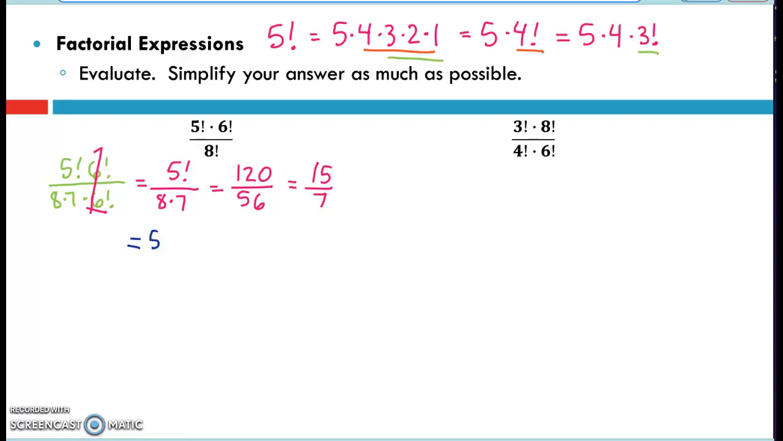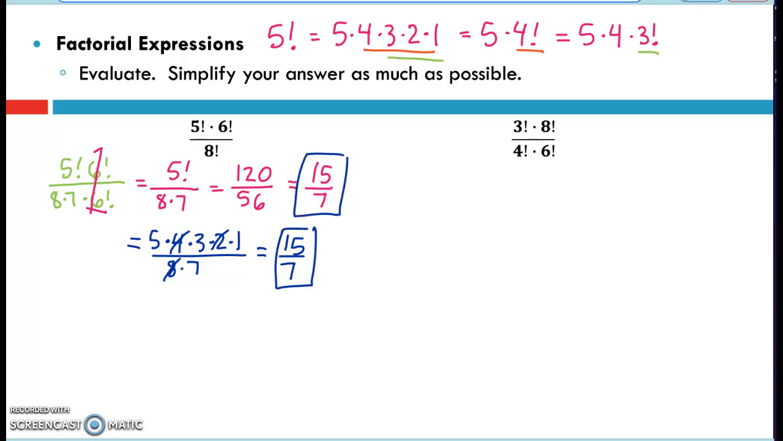We say this is 5 times 4 times 3 times 2 times 1 over 8 times 7. Now, I know that 4 times 2 is going to give me 8. So 4 times 2 divided by 8 is going to give me 1. So this equals 5 times 3 times 1, which is 15 over 7. So that's how I like to kind of reduce these problems. Either way works.